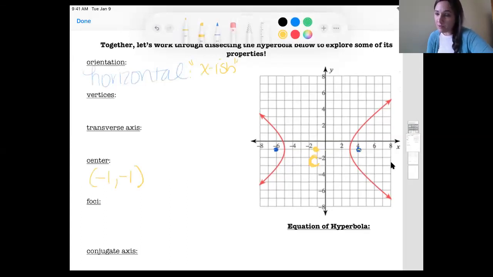All right, remember the center is equidistant from the vertices and from the foci. All right, next, our vertices. So I can see my vertices. Remember, these are also equidistant from the center, and those are going to be our points closest to the center on our branches. So here, there would be one of my vertices. Here's my other vertex.